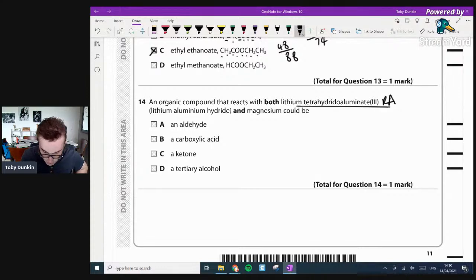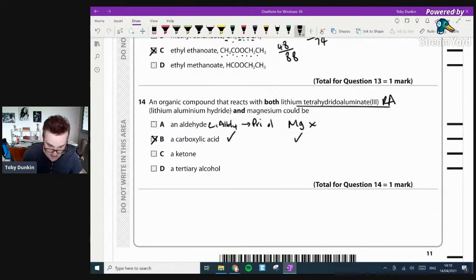So the aluminate would, because it would reduce that. So the LiAlH4 would turn that back into a primary alcohol. So that one would work, but the magnesium, no. The carboxylic acid would be reduced to the aldehyde and then down to the primary alcohol. So that one will with the lithium tetrahydride, and it will also with the magnesium because it'll form hydrogen gas.